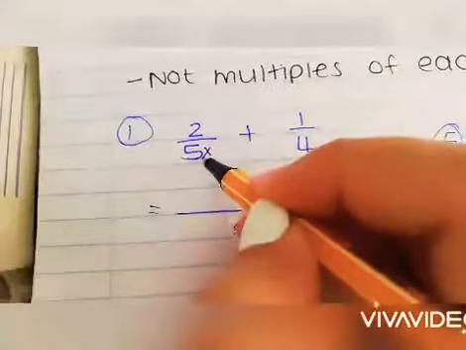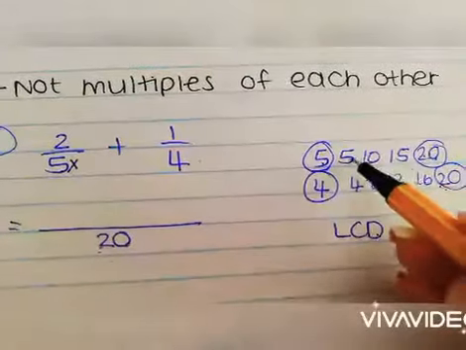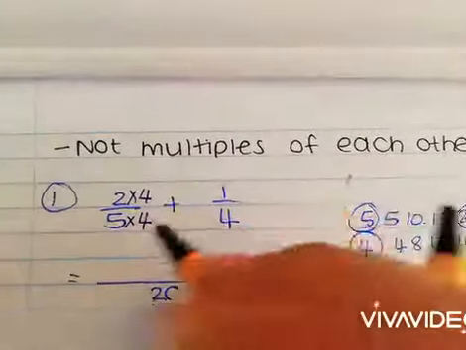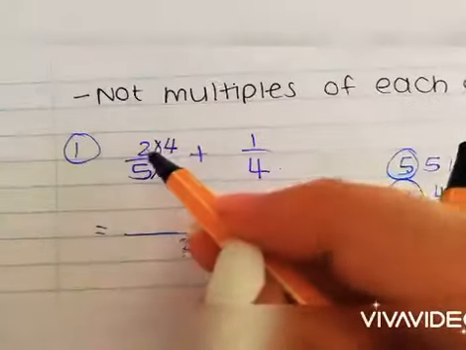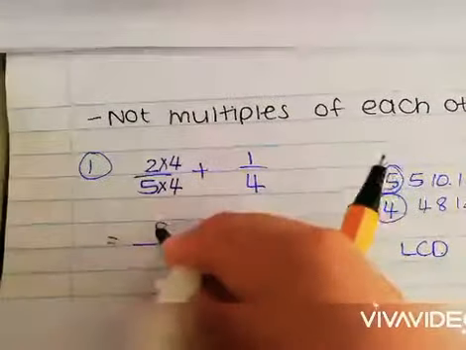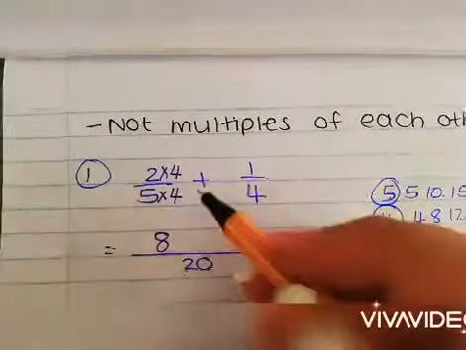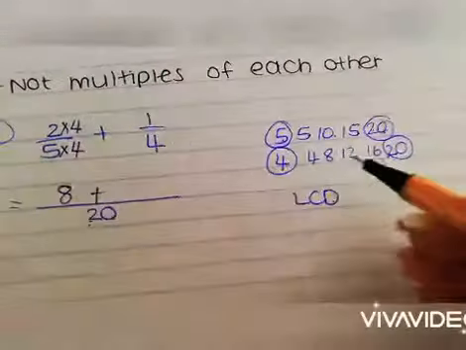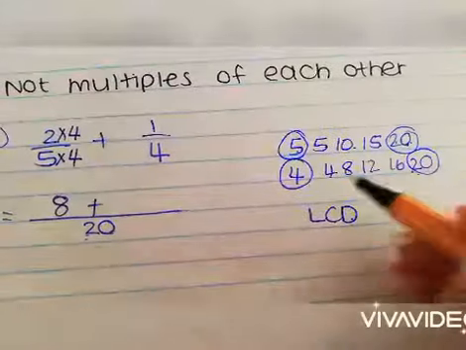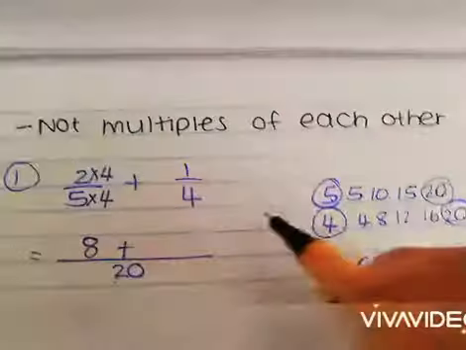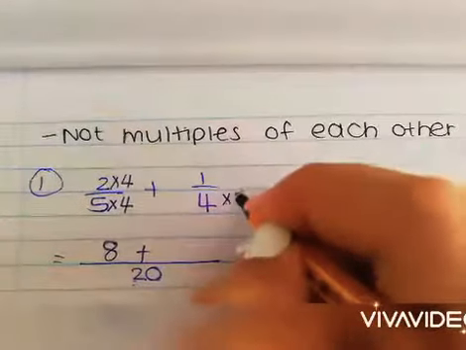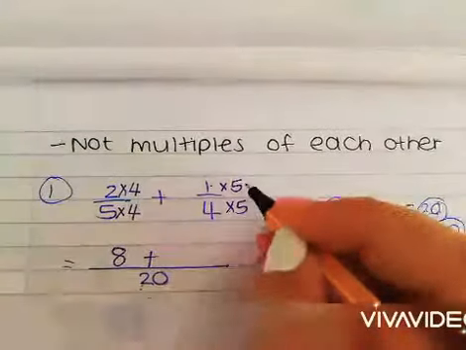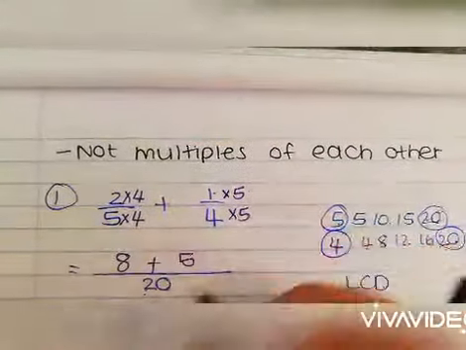So from 5 to get to 20, we had to count 1, 2, 3, 4. So we had to multiply by 4. I know some of you know this off by heart, but it's okay. So 2 times 4 is 8. And then we're going to put our plus in the middle, and do the same thing: 4 times what gives me 20? 1, 2, 3, 4, 5. 4 times 5 gives me 20. So what I do to the bottom, I do to the top. So 1 times 5 gives me 5. 4 times 5 gives me 20.